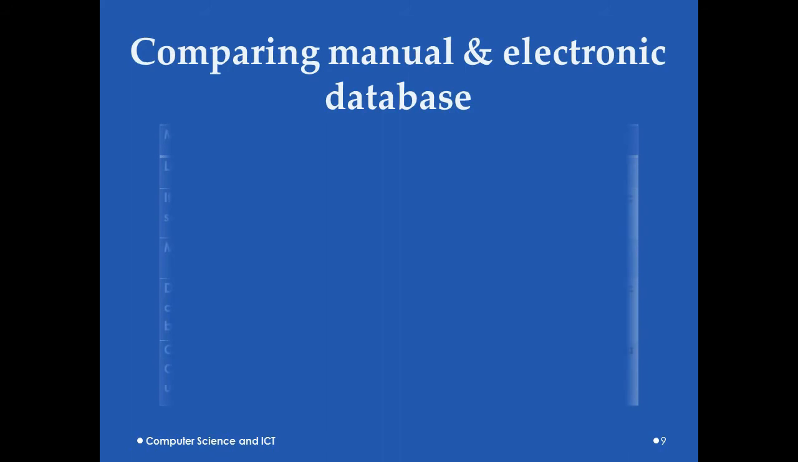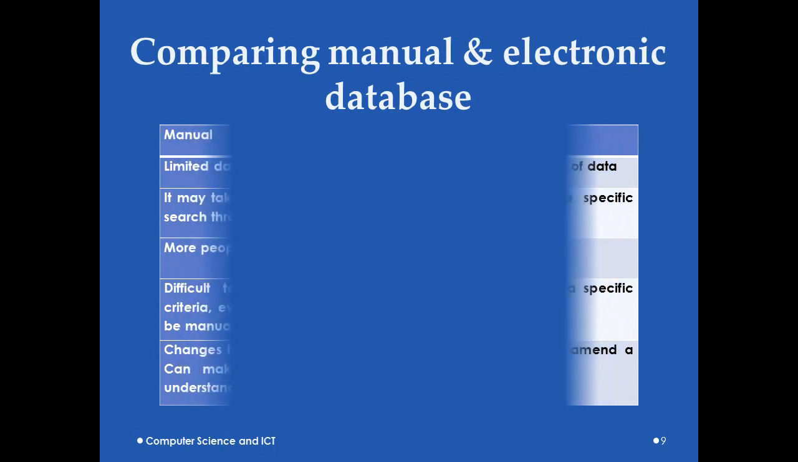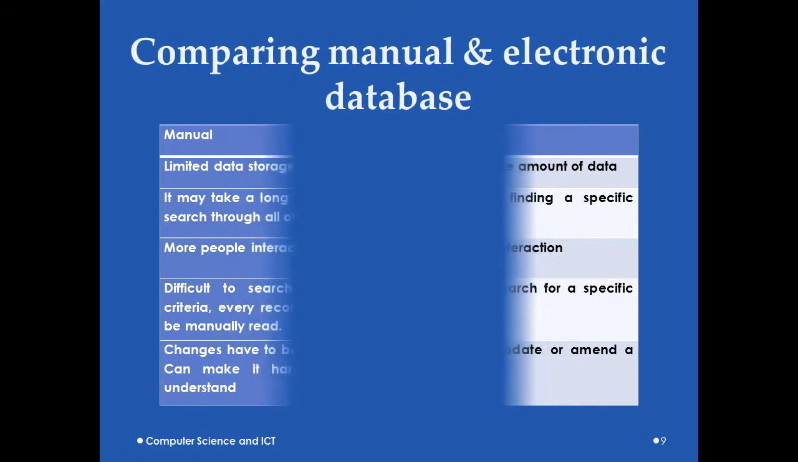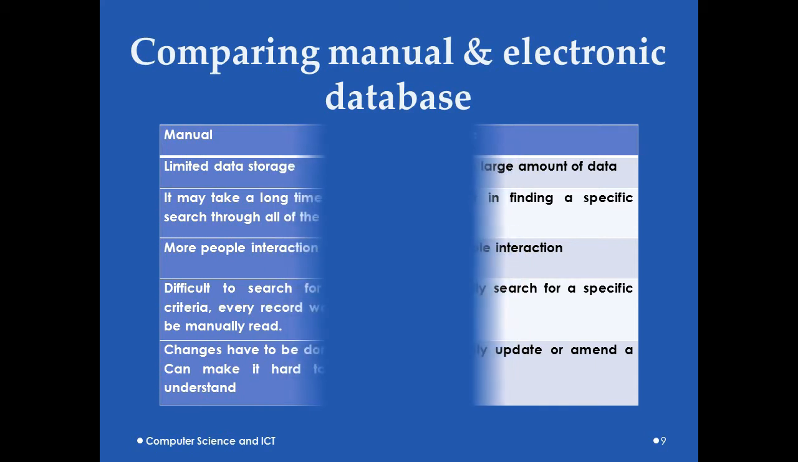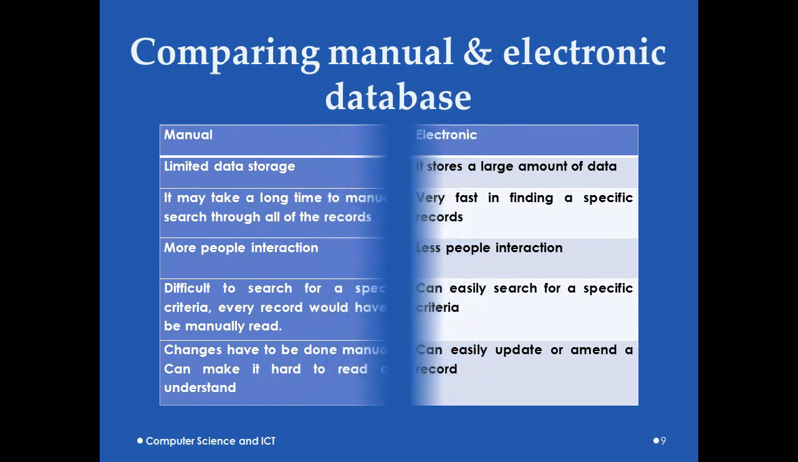Comparing manual and electronic database, as I said earlier, we are going to compare here. In manual database we can store only limited data, but in electronic database we can store a large amount of data. In manual database, it may take a long time to search through all the records, but it's not like that in electronic database. It's very fast in finding specific records.